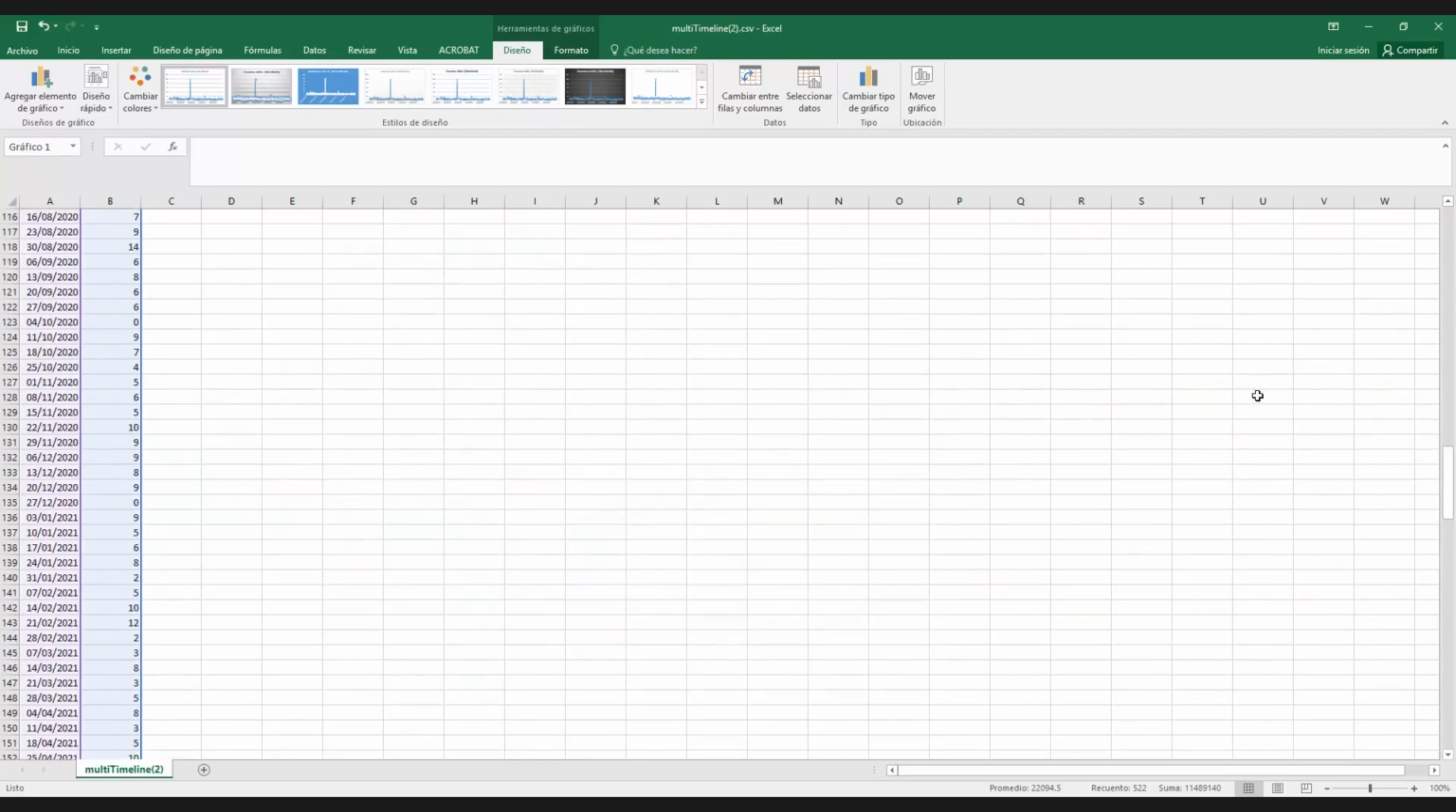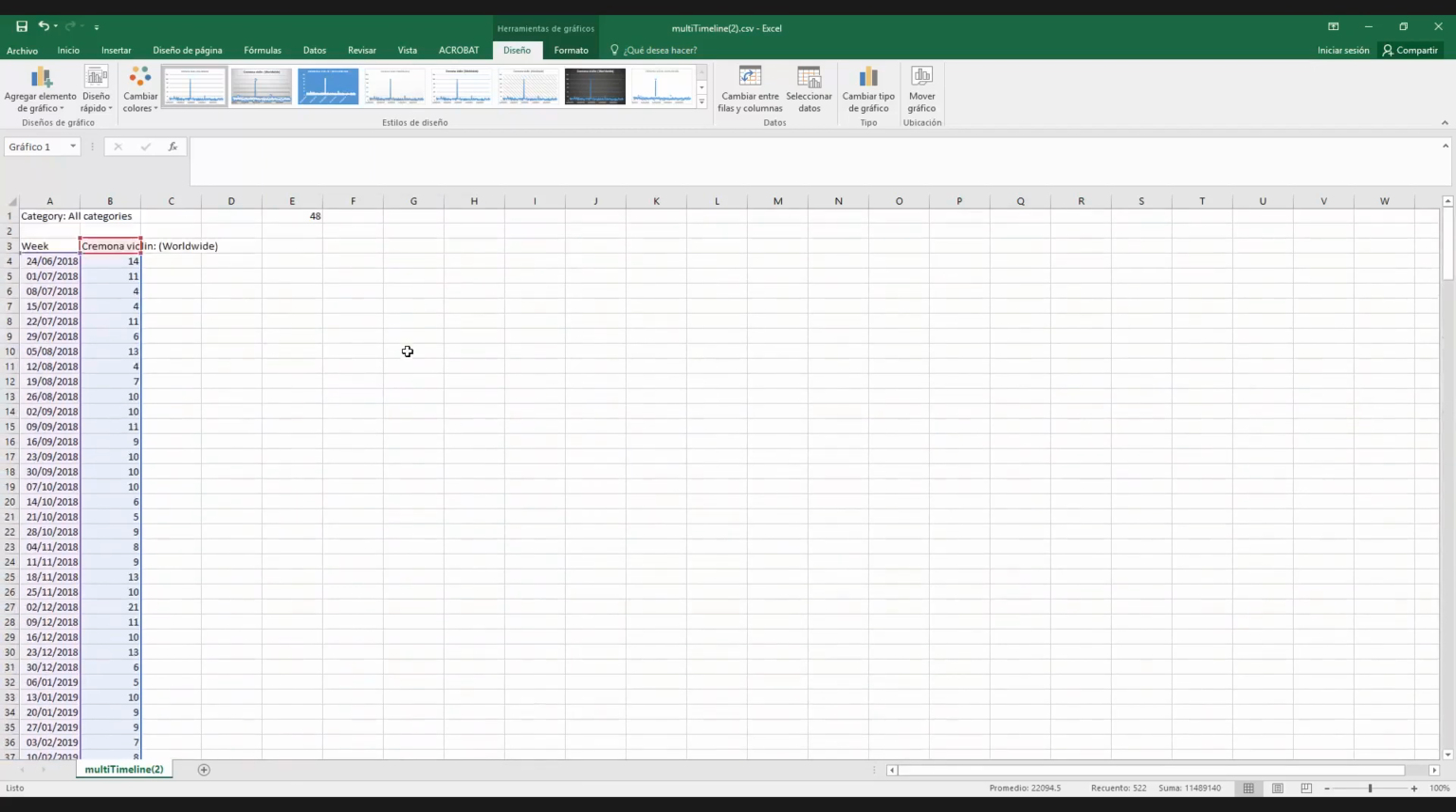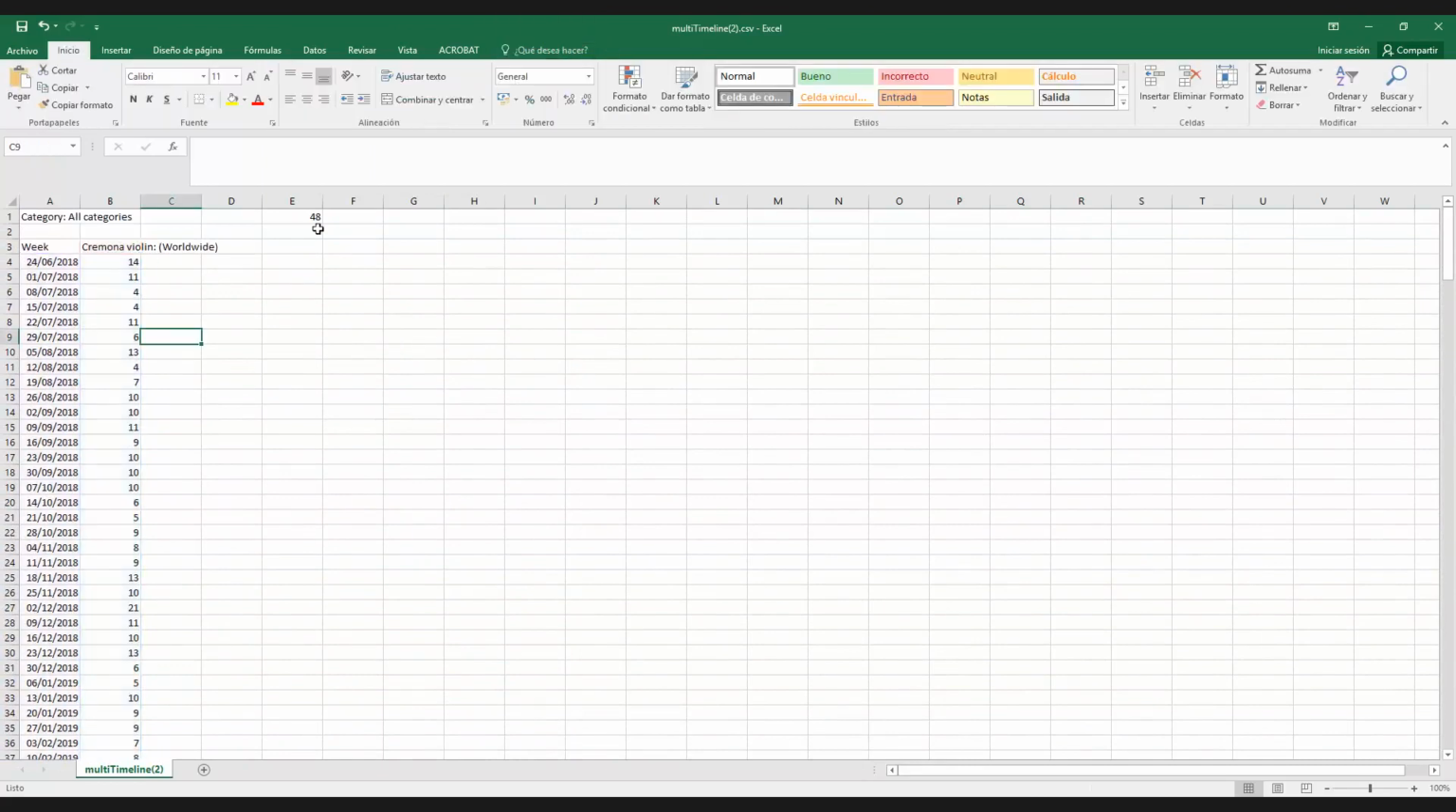Now we have weekly data. How many weeks do we have a year? 52. Okay, 52 weeks. So now we need to go to row 55. Is it correct? Yes, because you started on number 3, wasn't it?